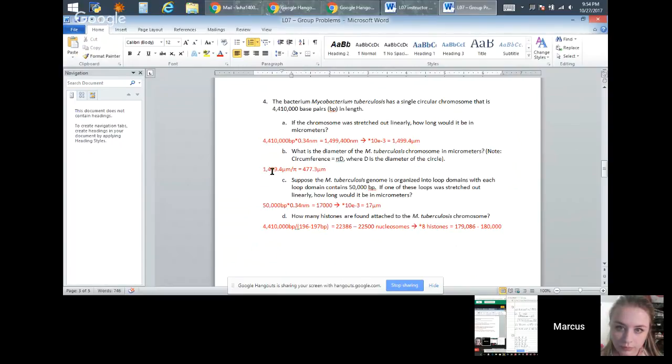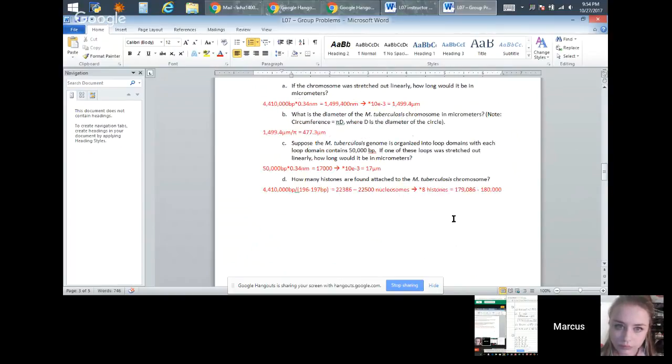And if we move on to B, it says, what is the diameter of the tuberculosis chromosome in micrometers? And you just do what you had in answer A divided by pi. It just takes the diameter times pi to get your circumference, and that's what we're doing here, is just dividing the circumference by pi to get the diameter, which comes to 477.3 micrometers.